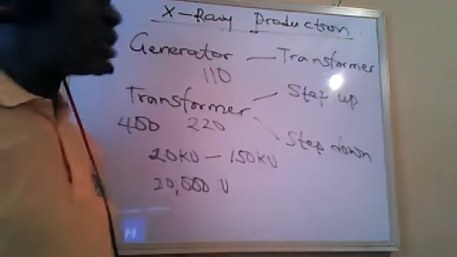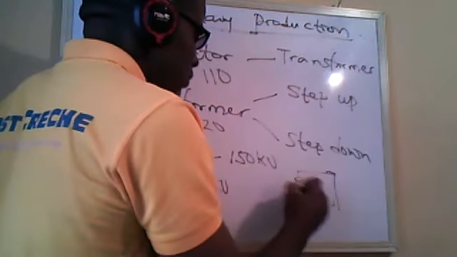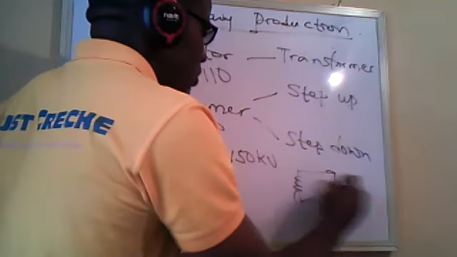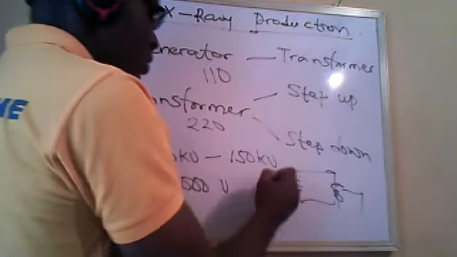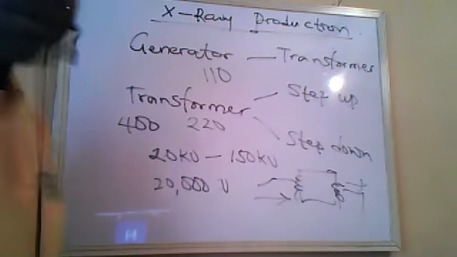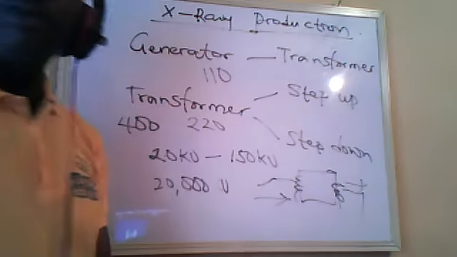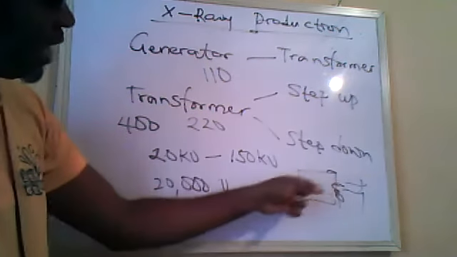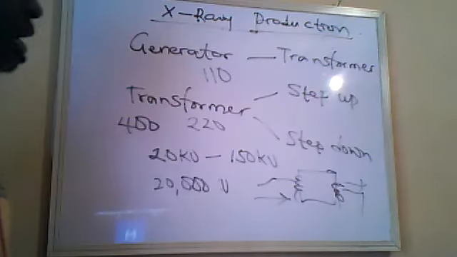Depending on the number of turns, the primary current is coming from here. This one will be the primary, and this here the secondary. If the number of turns on the secondary side is greater than the number of turns on the primary side, then we have a step-up transformer. But if the number of turns on the primary is greater than on the secondary side, we have a step-down transformer.